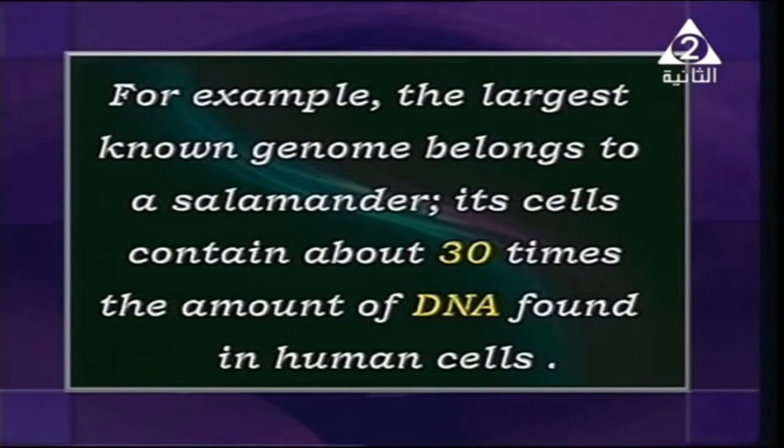For example, the largest known genome belongs to what? The salamander. Okay, salamander, it's a kind of amphibian. Its cells contain about 30 times the amount of DNA found in human cells. So this is the largest known genome right now. It belongs to what? The salamander, one of the amphibians.